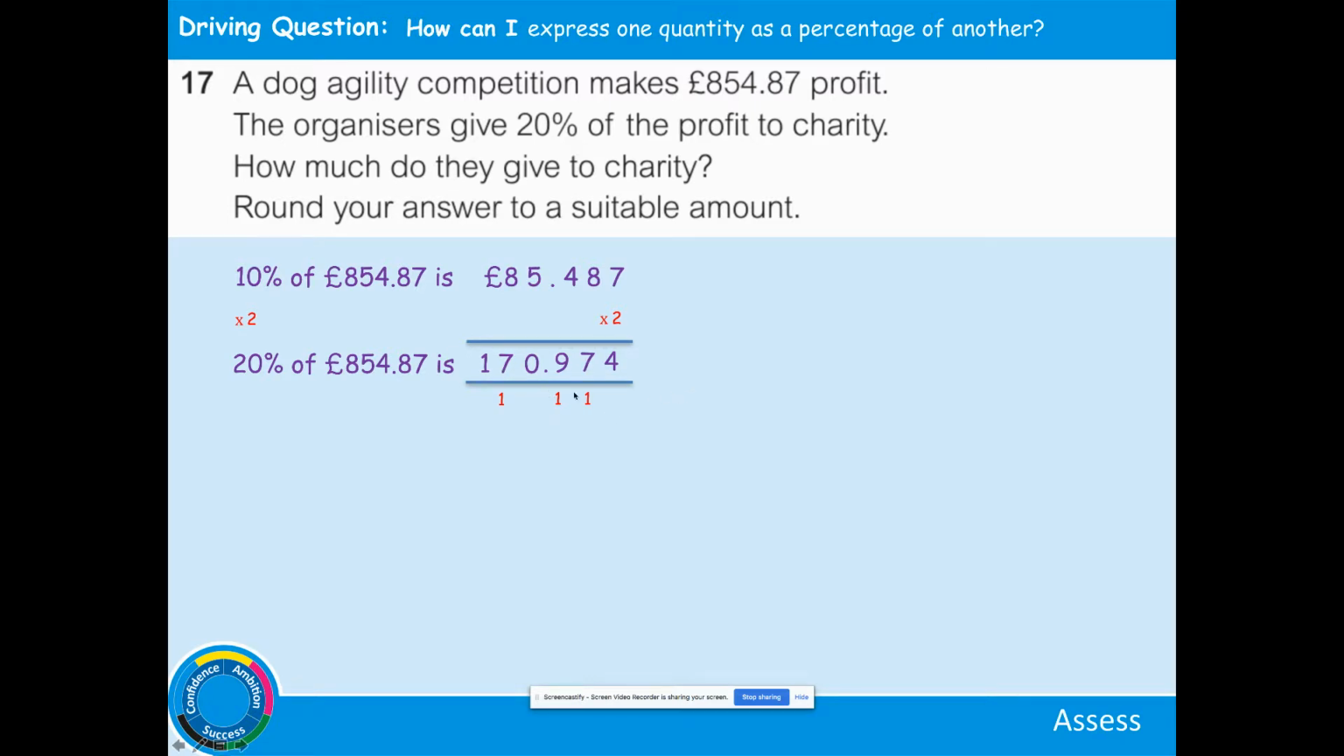Okay, but this is not quite right for money, is it? We've got £170.97. Okay, so we need to round that 7 either to leave it alone or add 1 to it because we want 2 places when we're doing money. So we come to the right and look at the 3rd decimal place. It's less than 5, so we leave the 7 alone. And it'd be £170.97.